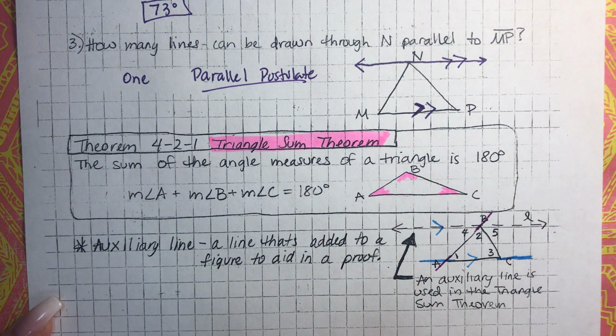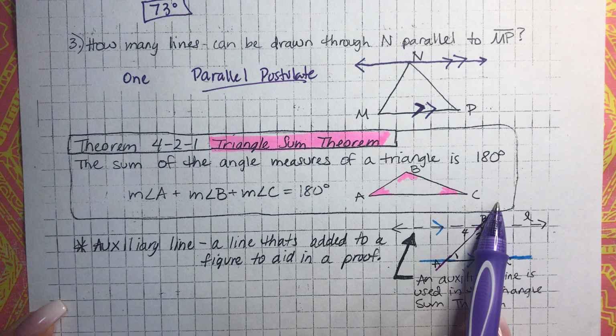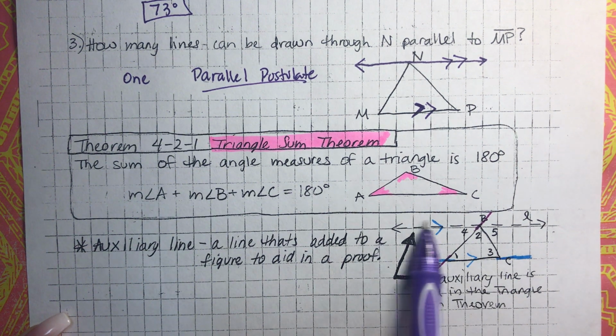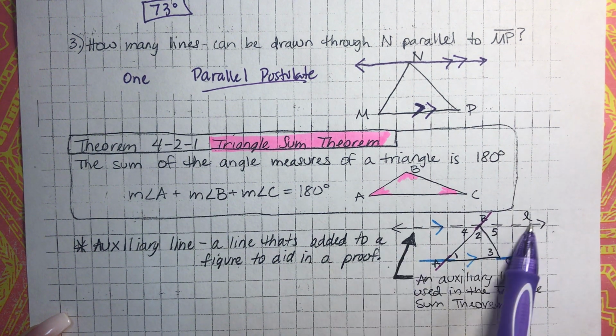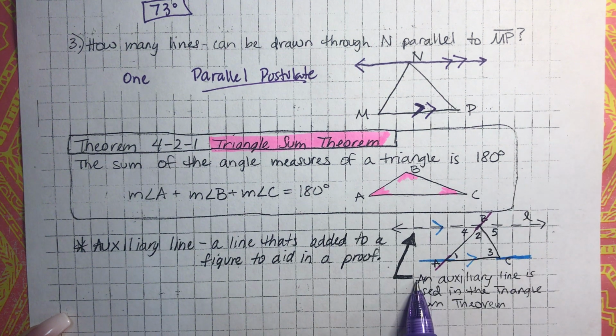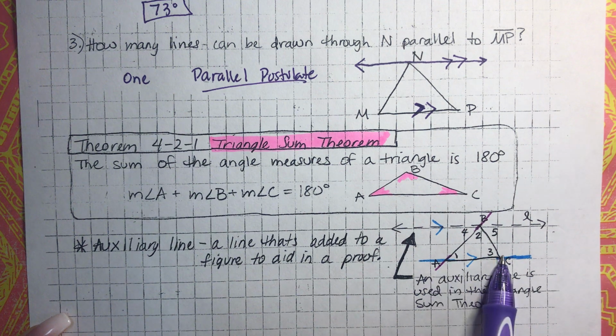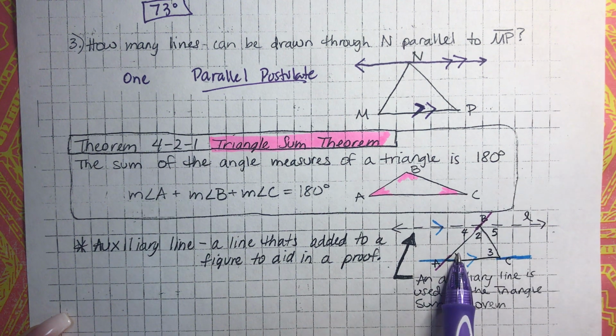what we have is two parallel lines and a transversal. Do you see that? Two parallel lines and a transversal. And we have a triangle with three angles, 1, 2, 3.